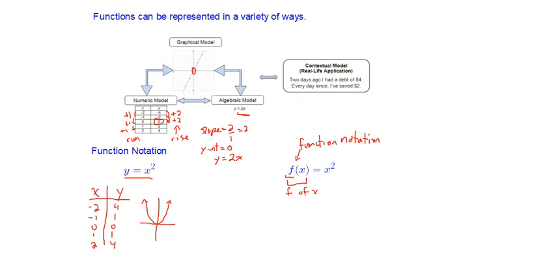equals x squared. And the nice thing about this form is that if I wanted to evaluate the function at a certain value, I could just say, well, what is f at 2? So what is the function value when x is equal to 2? So this would be x equals 2. What is the y value? That's kind of what this is asking. What is the y value?